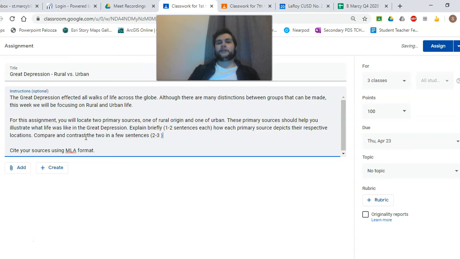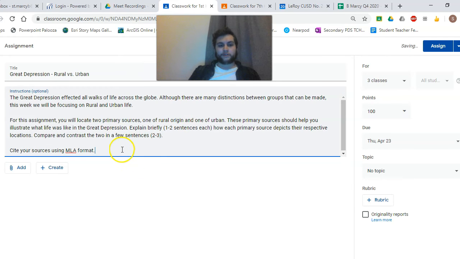So that's another thing I want to do. You're just going to do a quick comparison between the two. So let's say one is talking about food prices and it's very high in urban areas, whereas in rural areas it's low. Well, that would be something to contrast, right? You know how to compare and contrast. You should be able to figure it out. Okay, so you should be able to use that to compare and contrast those. So that should be a pretty quick assignment.